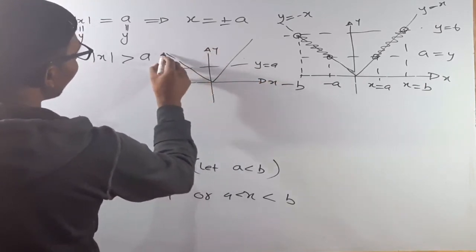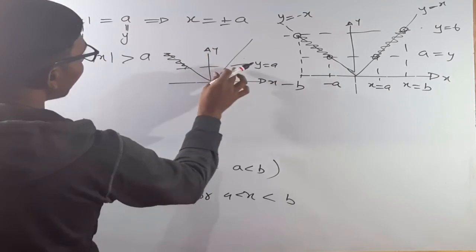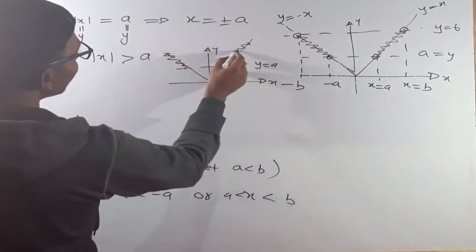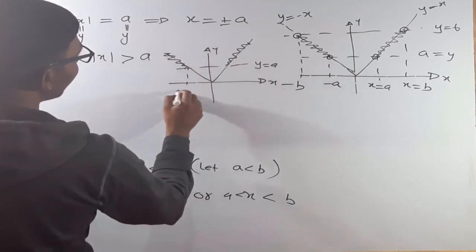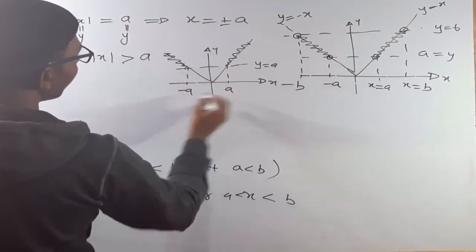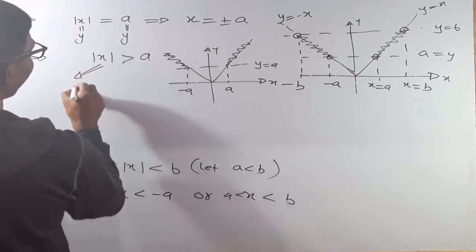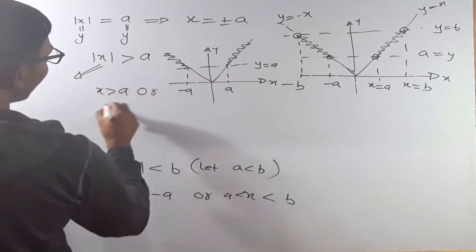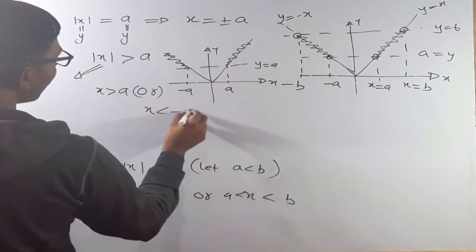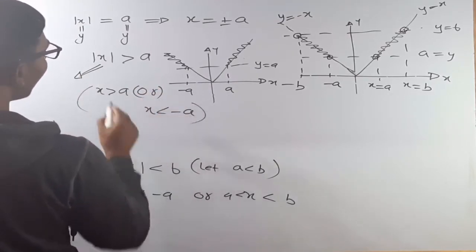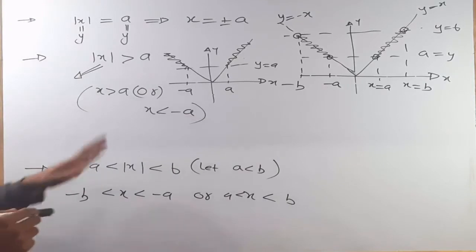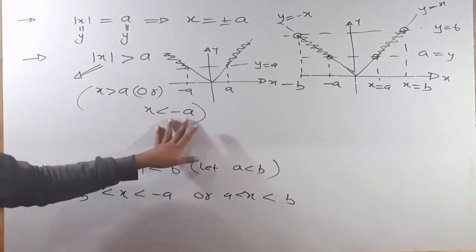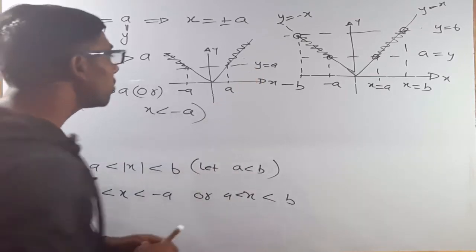Here we need to focus only on this portion, okay, because the modulus function is greater than a for only these values of x. So here it will be minus a, it will be a. So we can simply say x should be greater than a or x should be less than minus a. These are the values of x for which this inequality is satisfied. I hope it is clear. There should not be any problem in it. We have seen a number of graphs as far as this modulus function is concerned.